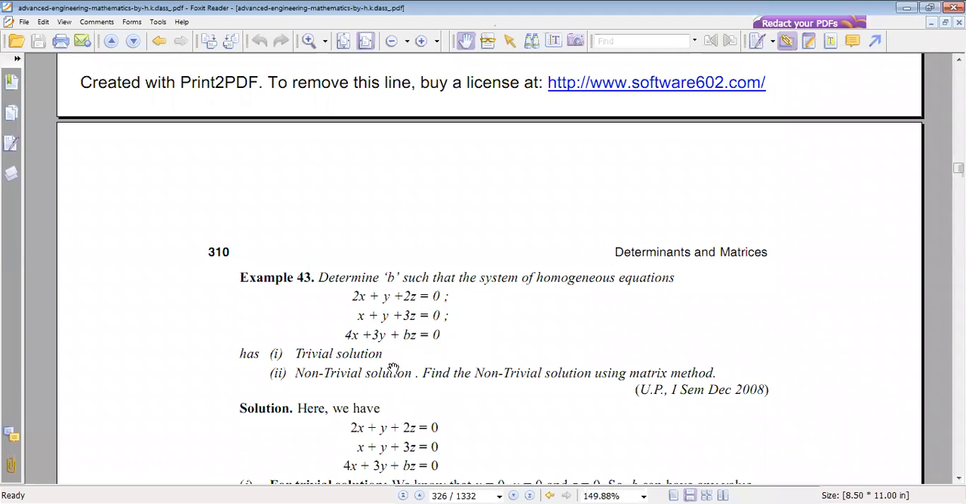One thing, trivial solution means what? x equal to 0, y equal to 0, z equal to 0. In all these equations, if you put x equal to 0, y equal to 0, and z equal to 0, then obviously the left hand side is equal to 0. The same thing happens here also and here also. So there is no problem. What is the value of B? B can be anything, is it or not? Already x, y, z are 0, so this is obviously equal to 0.